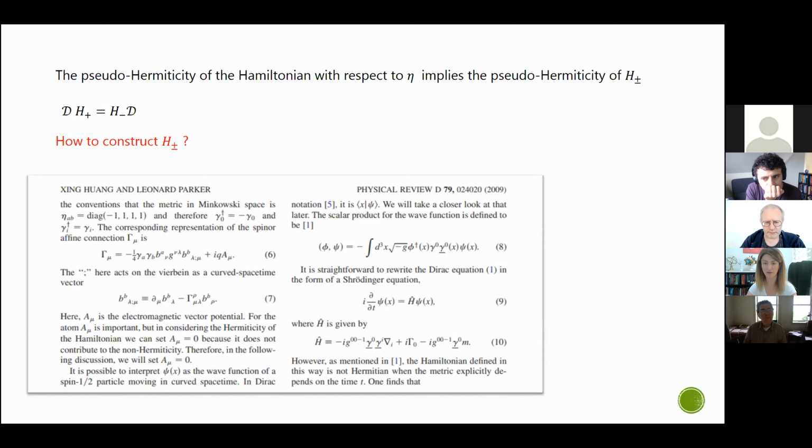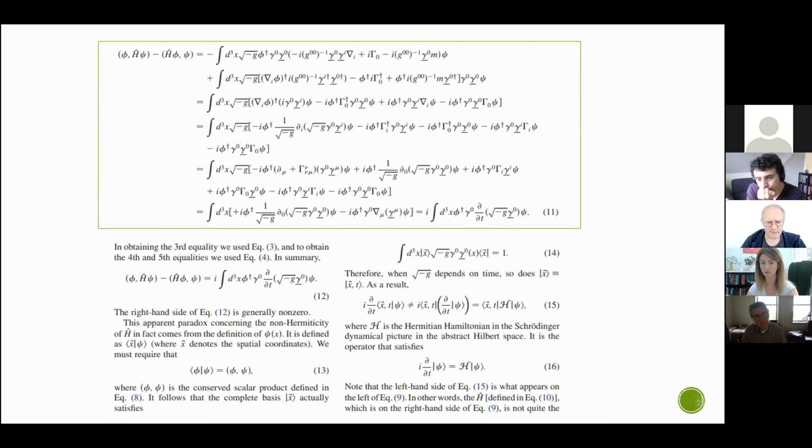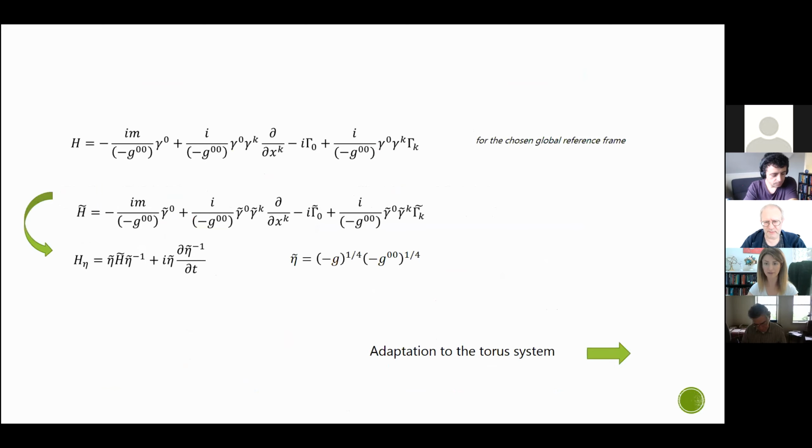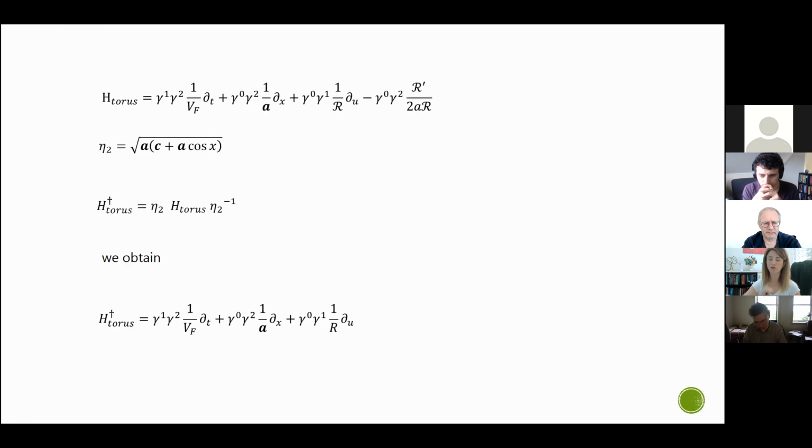This is Parker's studies, including the details of the inner products, and I'm passing over it. Now, this is the eta hermiticity representation for the flat space case, and this Hamiltonian is generally given for the flat space-time. Especially the relationship in here is also given for the flat space-time. So this is the eta operator.